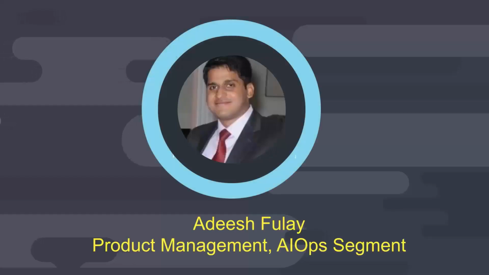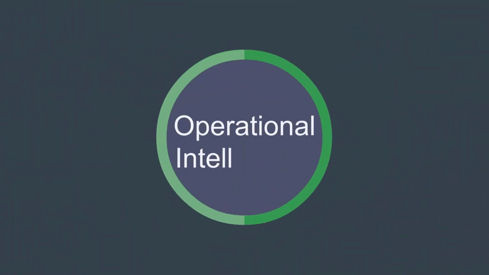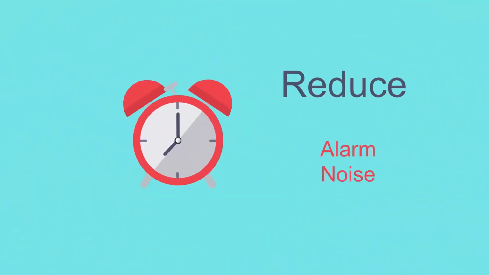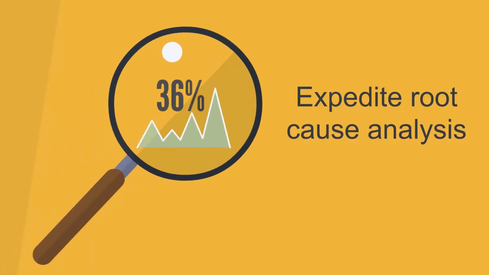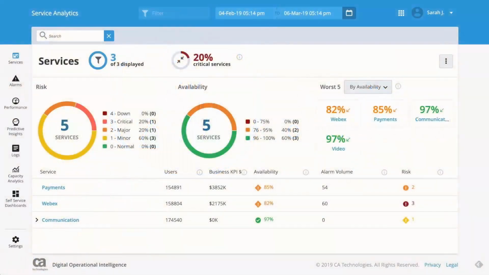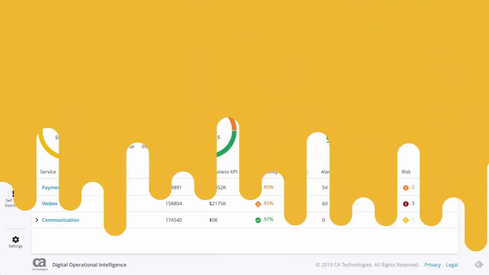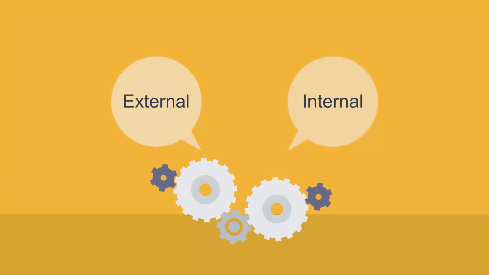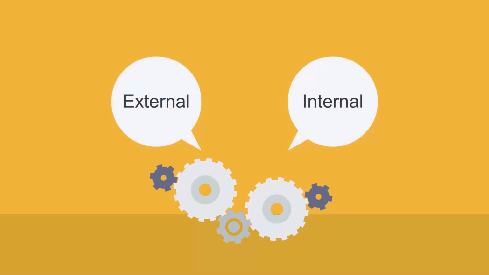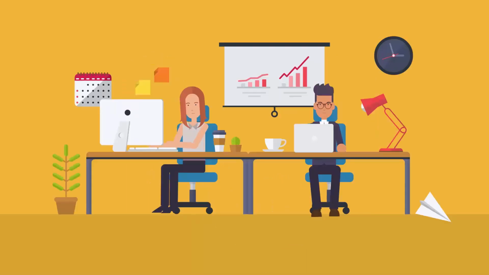Hello and welcome. In this video, we will see how CA's operational intelligence solution helps reduce alarm noise and expedite root cause analysis. Now, what we are looking at is a set of services supported by my enterprise. Services could be external services or internal applications that are used by employees.